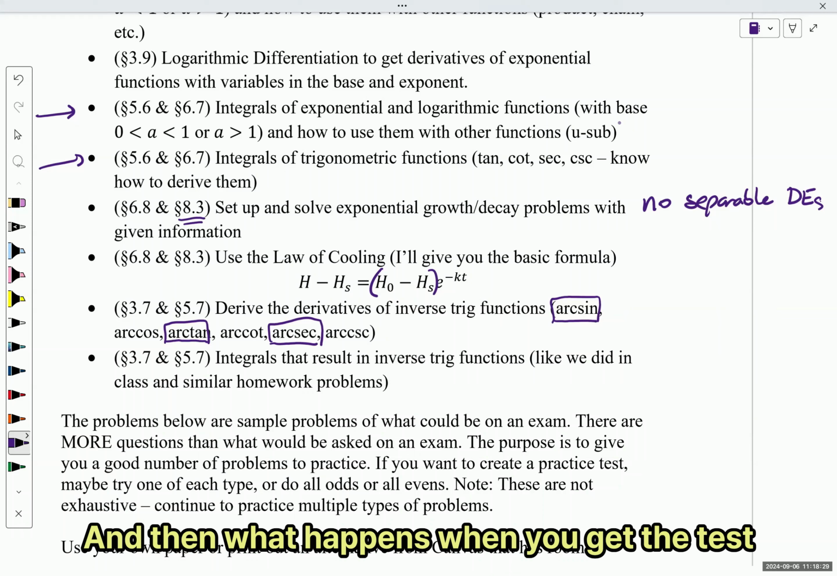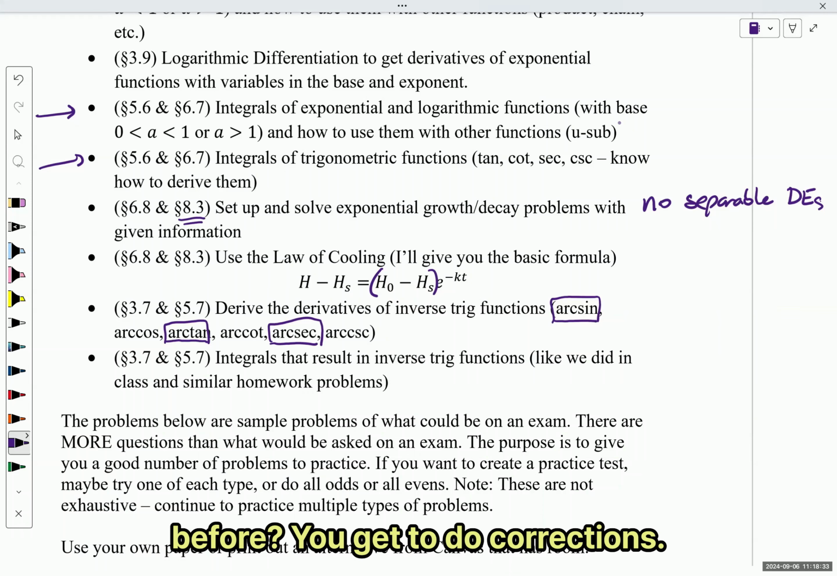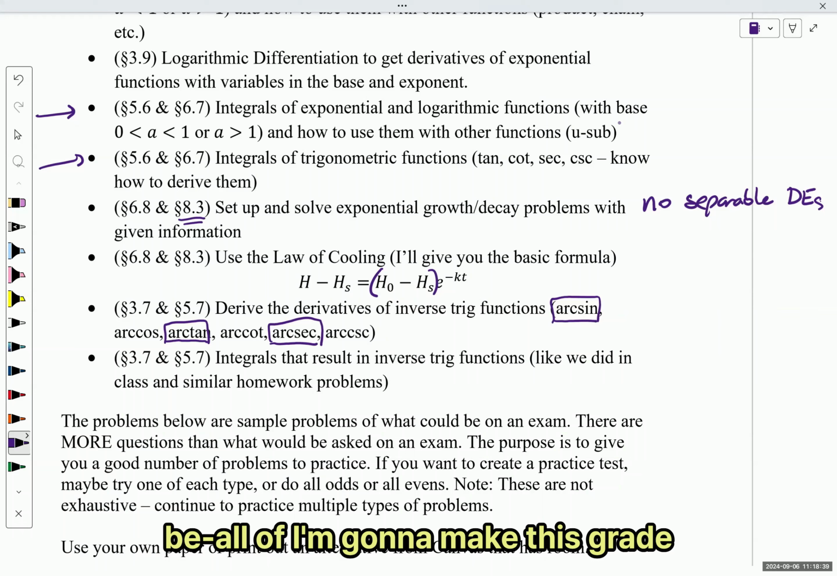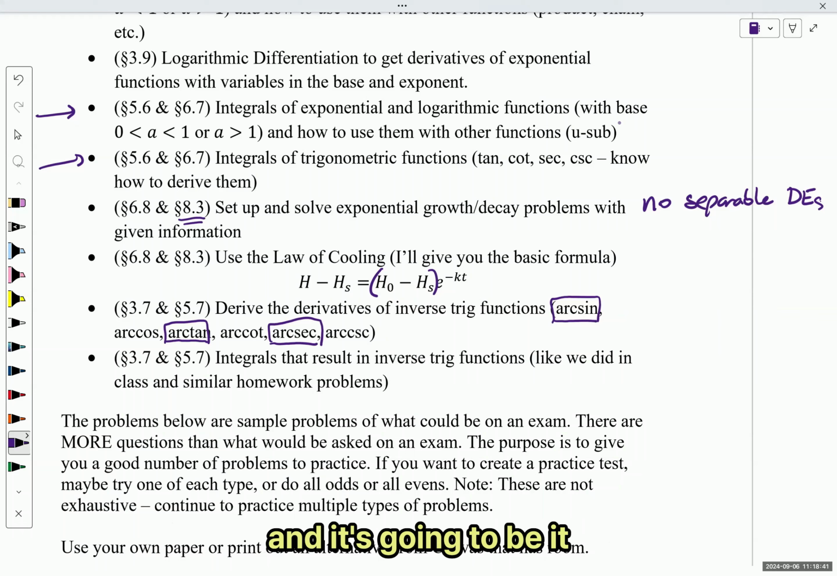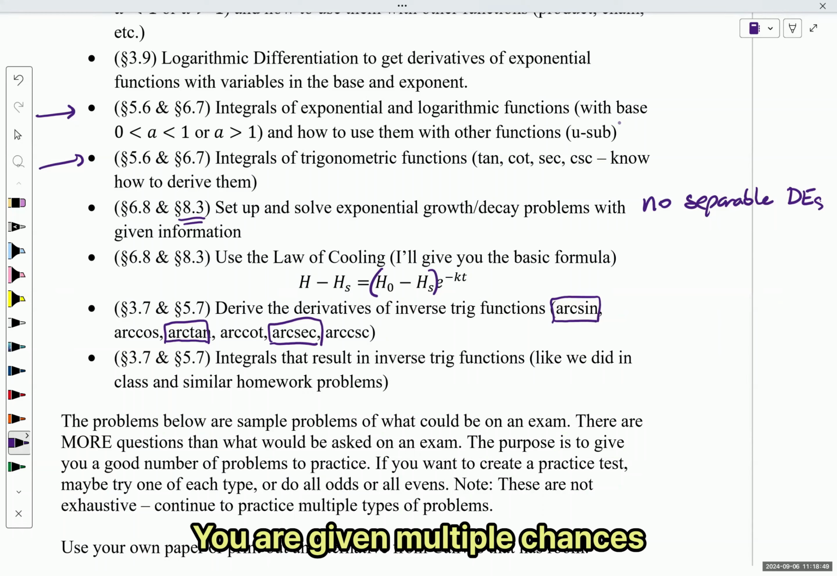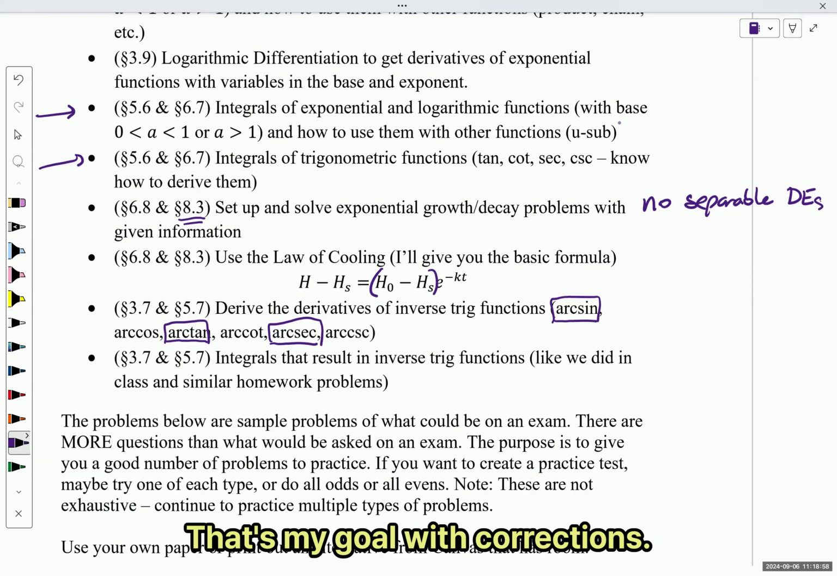And then what happens when you get the test back? People that have had my class before, corrections. You get to do corrections. So this is not the end all be all of I'm going to make this grade and I'm going to fail this test and it's going to be it and my career's over. No. That doesn't happen in the real world. You are given multiple chances to make corrections. Yes, mistakes happen. That's okay. We learn at different paces. That's my goal with corrections.